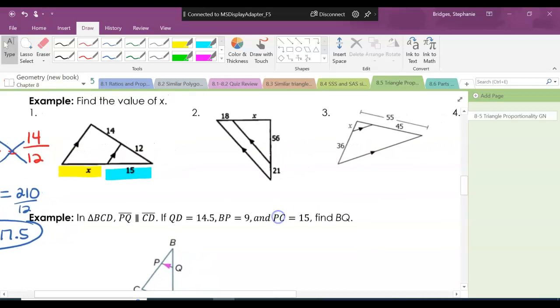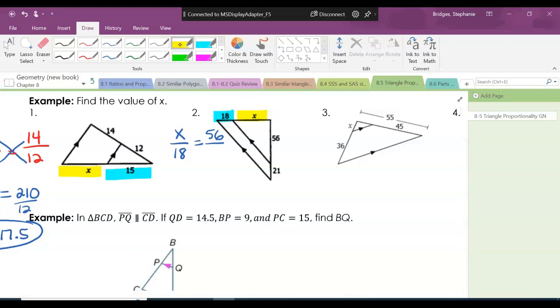Tell me how to set it up. What does x go over? What's on the same side as x? 18. Okay. All right. And then what goes up top with x? 56, right? Remember, it's one side over the same side but the other part.